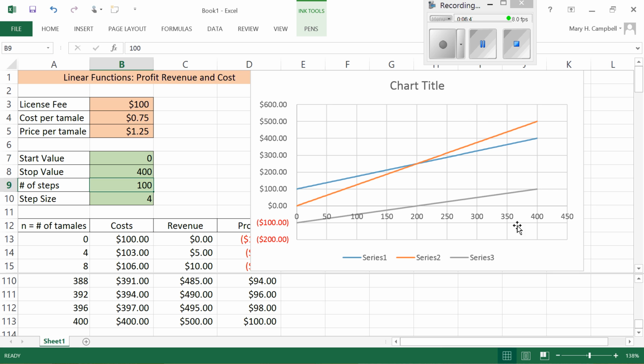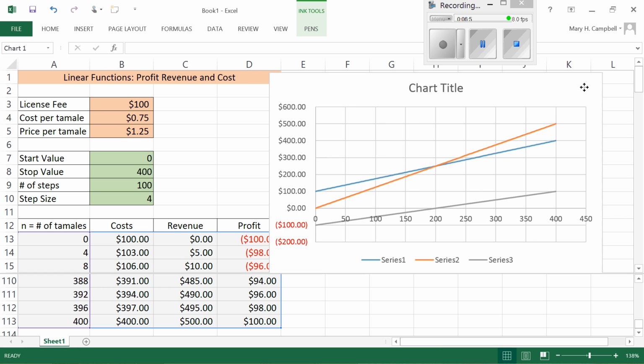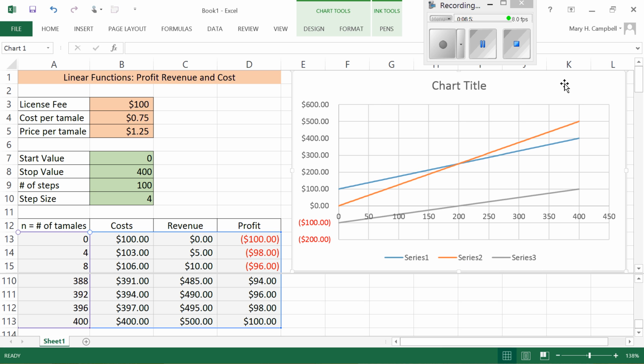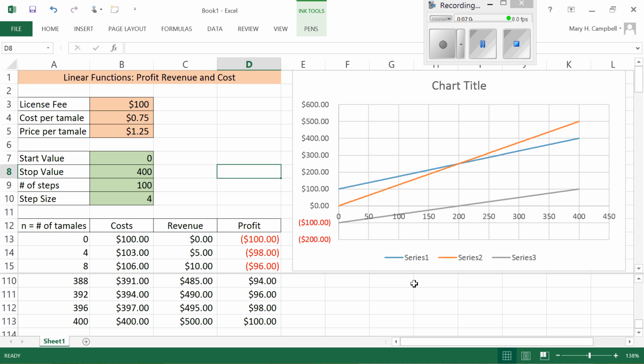We've got our cost, we've got our revenue, we've got our profit. So how can we tell which one's which? A couple of things. One, it tends to do things in order. So the blue line, series 1, was my first graph, the cost. And how I can tell specifically looking at the graph that that is the cost equation is because I have fixed costs of $100. So at 0 tamales, I have costs, expenses of $100.